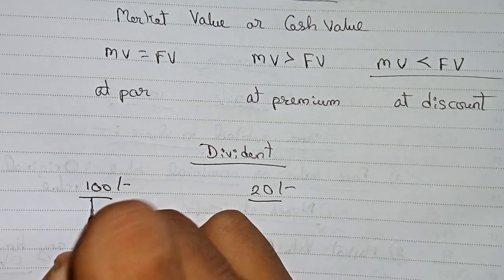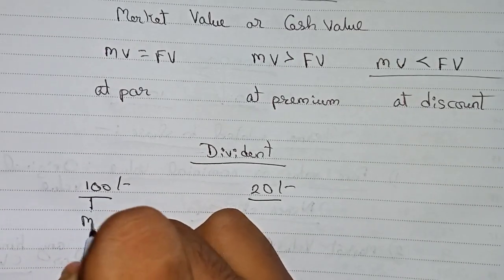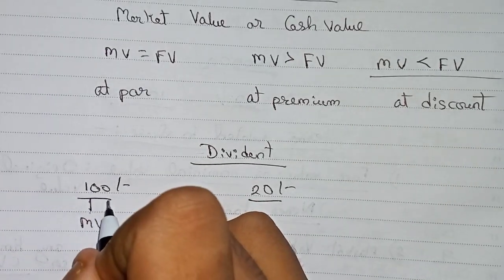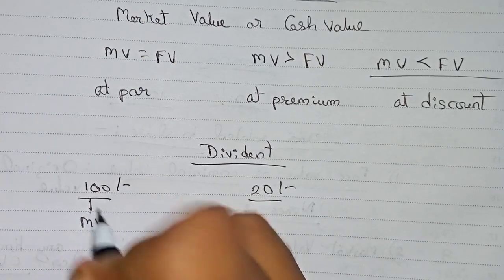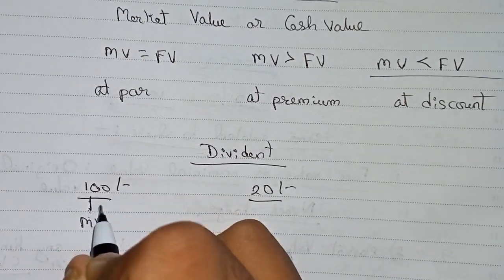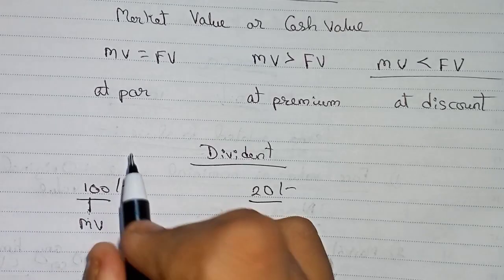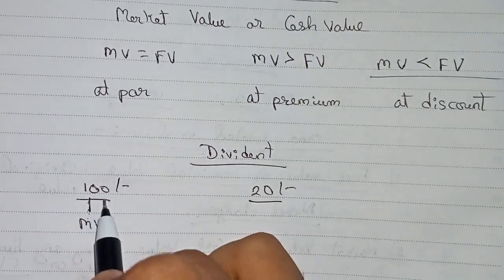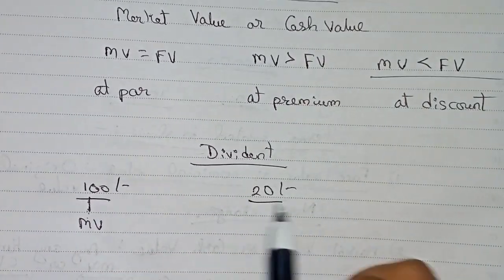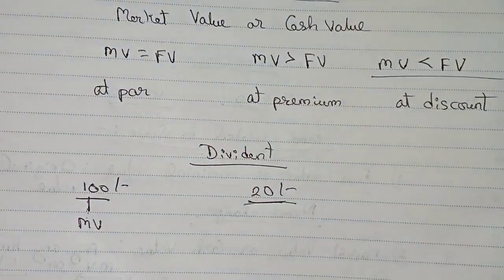And this 100 rupees will be the market value because I am purchasing it from the market. From this market value, that means with the investment of rupees 100, I can get a yearly income of rupees 20. So this is called dividend.